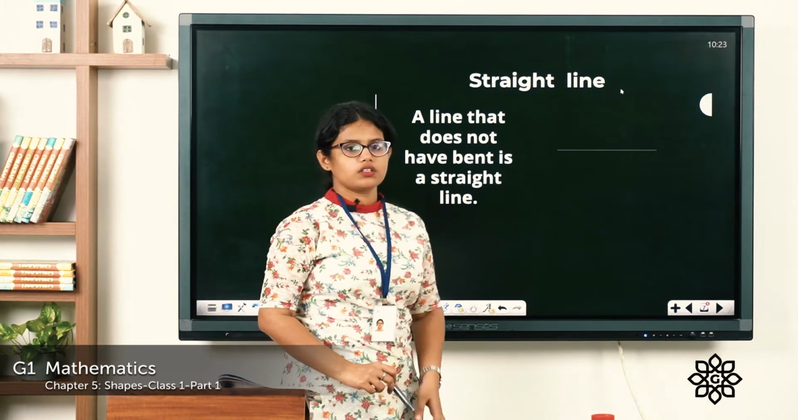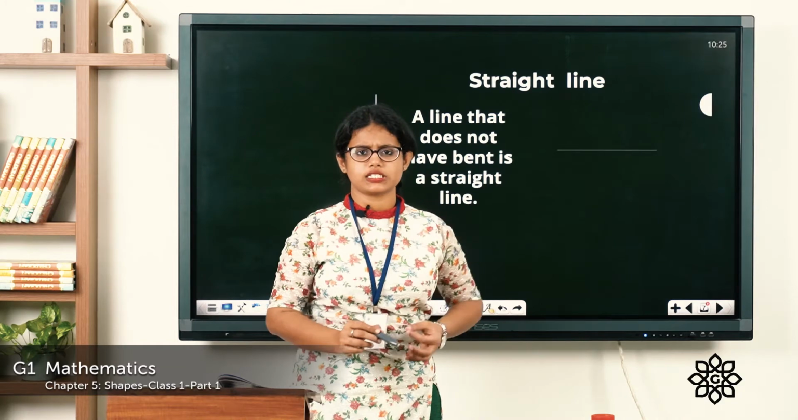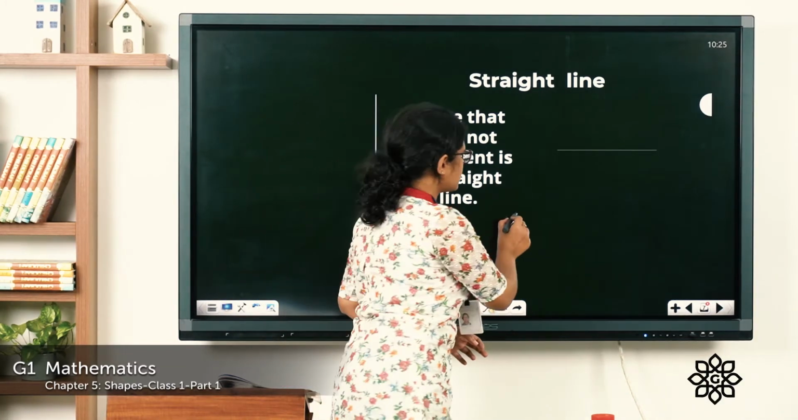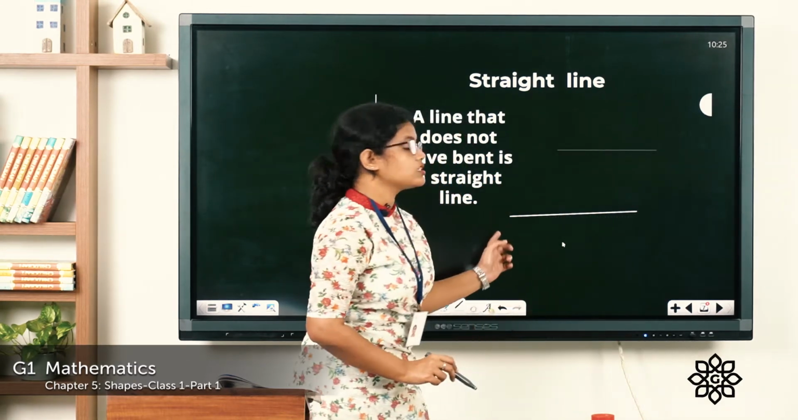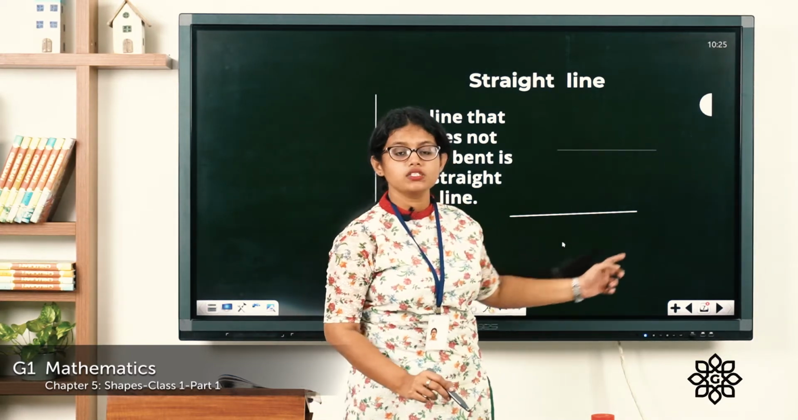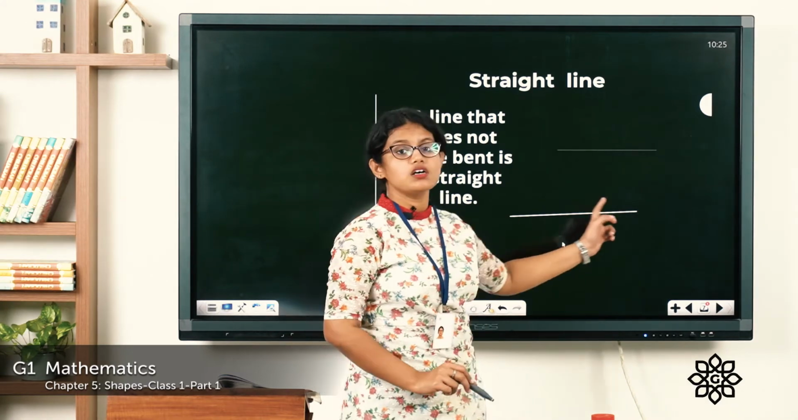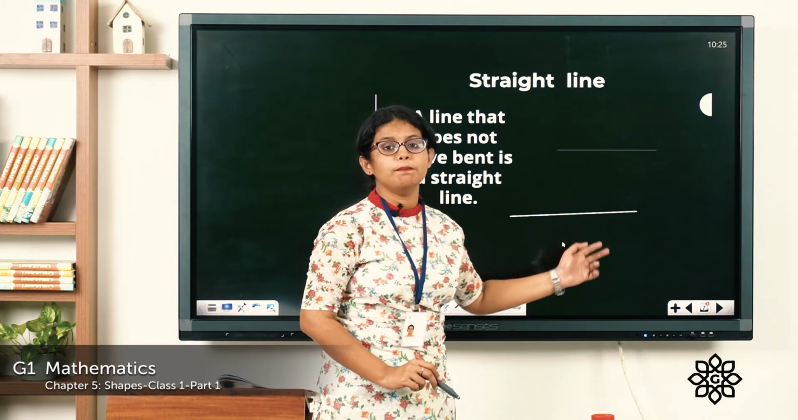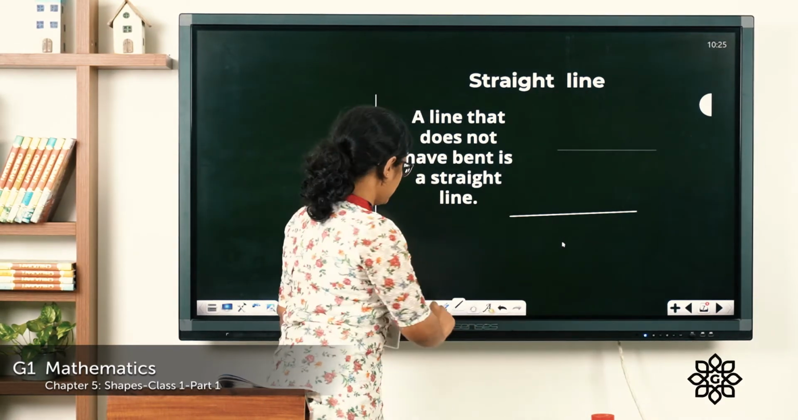Coming to the next one. Next is the straight line. So how can you draw a straight line? You can take your notebook and just draw a straight line. So this is how you draw a straight line. And this line has no bend. From one point to another point, you join that and there is no bend. That is a straight line. So a line without any bend, we call it a straight line.